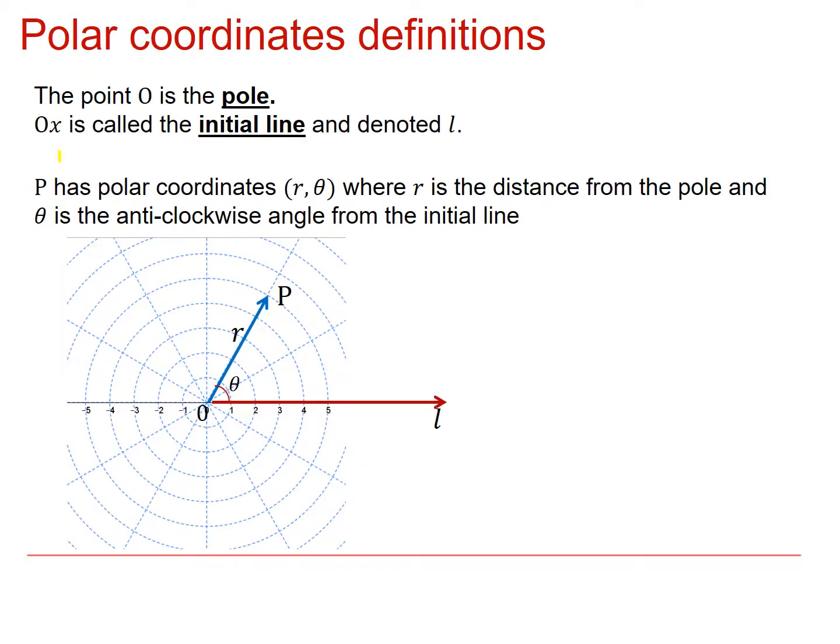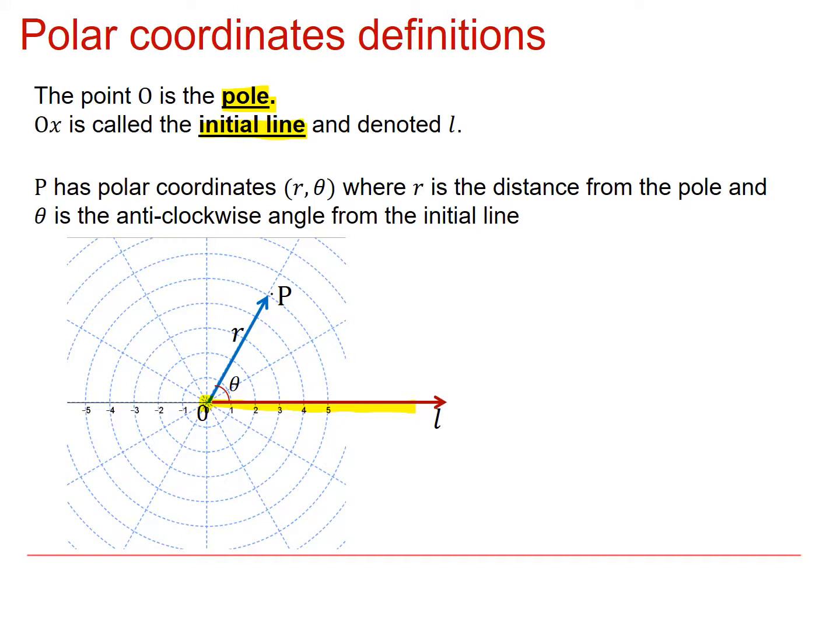Okay, so this is a graph in polar coordinate space. We need two things. We need this point here, which we call the pole, that's the center of the graph, and we need an initial direction, which is this line here, and we conventionally use the positive x direction, a line horizontally to the right from the pole. And that line is called the initial line.